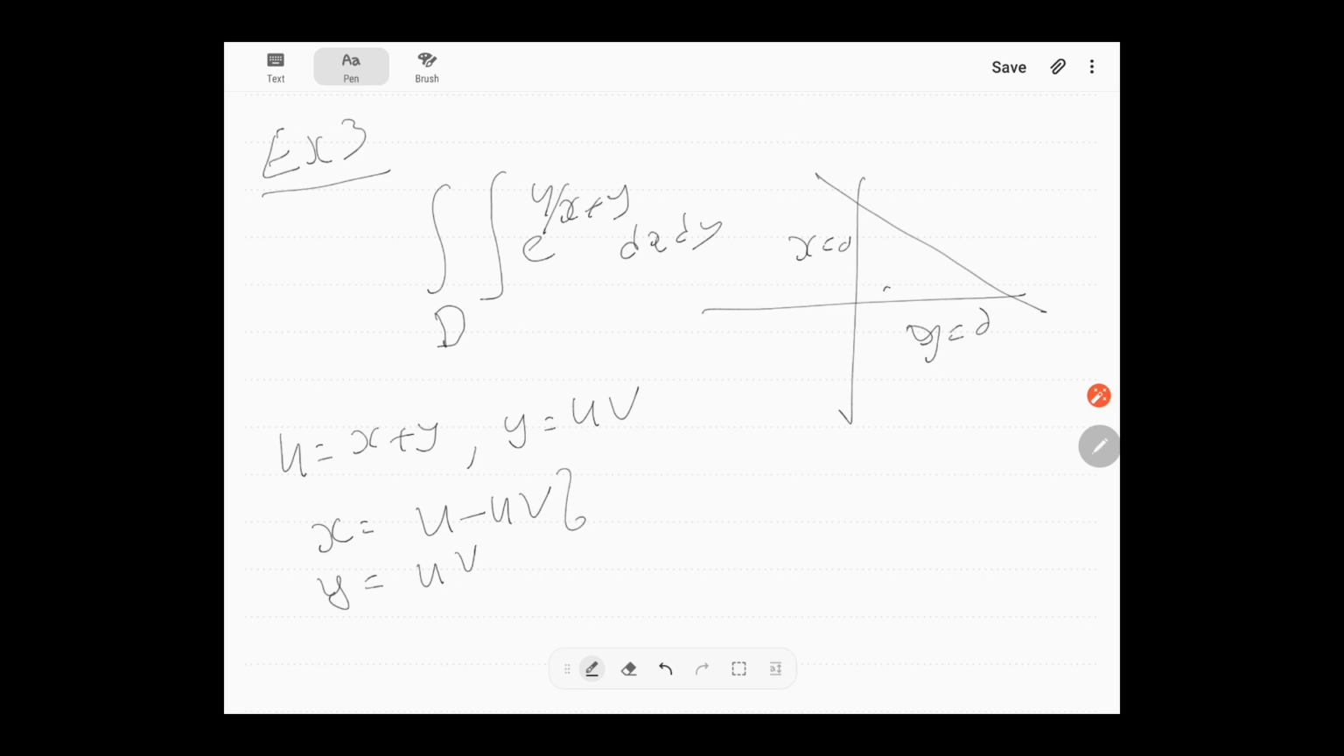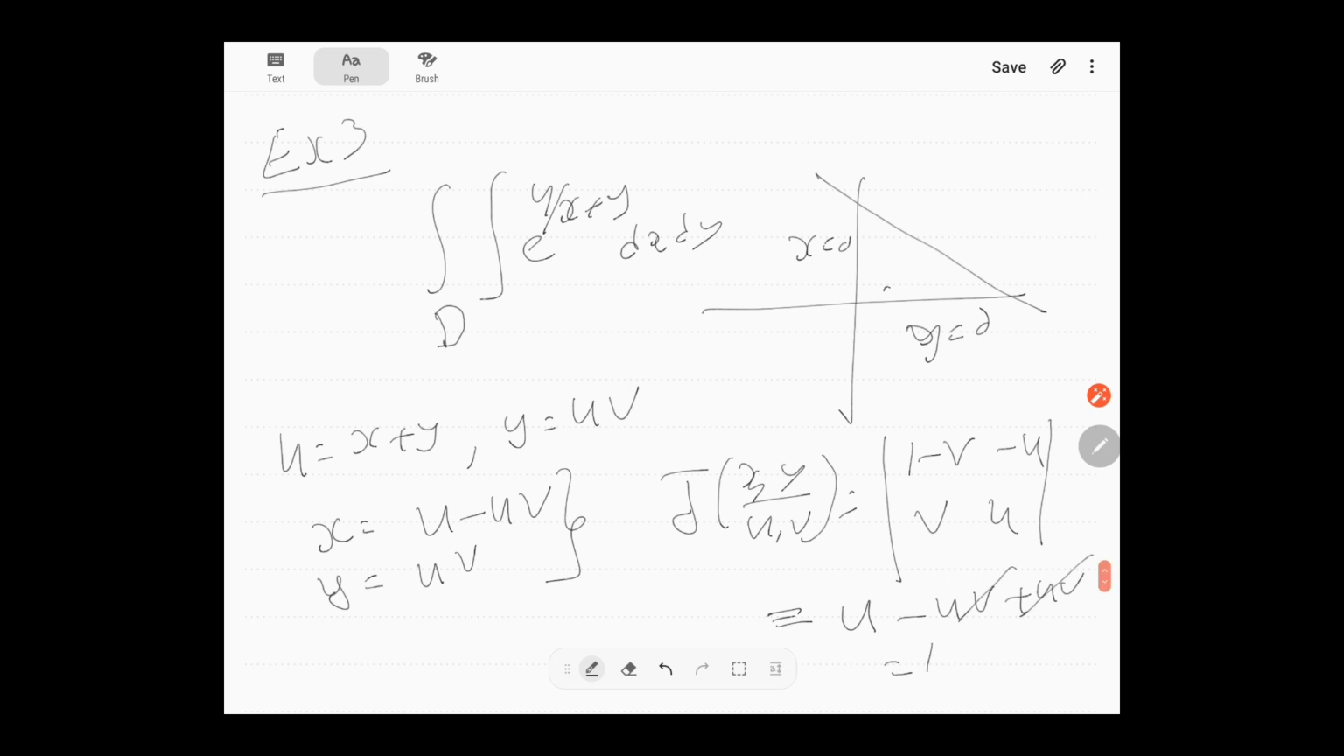Okay. So if I take this substitution, then I will find the Jacobian of xy with respect to uv. ∂x/∂u is 1 minus v, ∂x/∂v is minus u, ∂y/∂u is v, ∂y/∂v is u. This is u minus uv, plus uv. Ultimately, the Jacobian value is u.